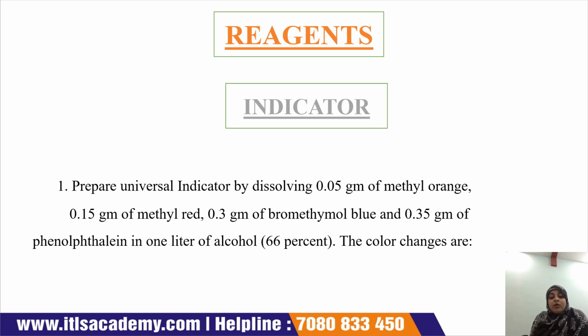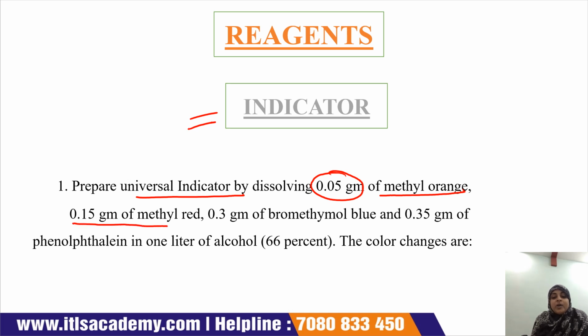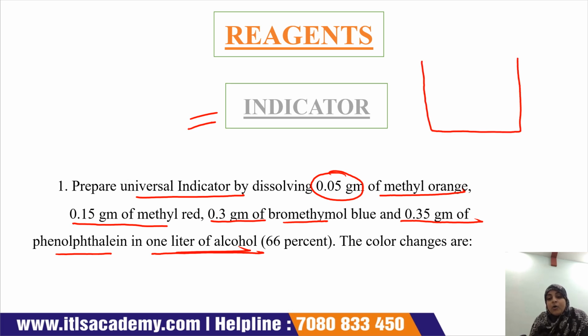The first reagent, the indicator used in this experiment, is a universal indicator prepared by dissolving 0.05 gram of methyl orange, 0.15 gram of methyl red, 0.3 gram of bromothymol blue, and 0.35 gram of phenolphthalein in 1 liter of 66% alcohol.